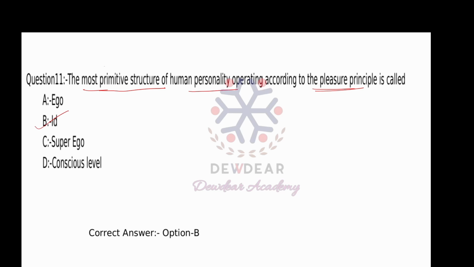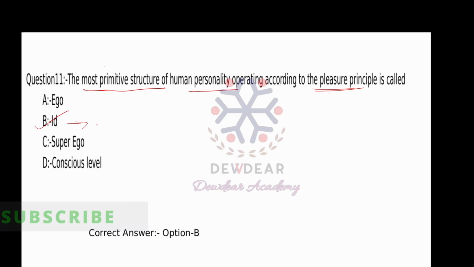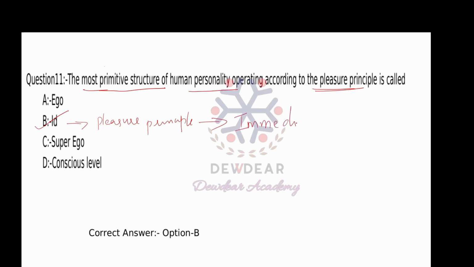First, we will discuss what is id. Id is the most primitive and basic component of human personality, present from birth, and it operates according to the pleasure principle. It means immediate gratification of the instincts and desires, and it is not concerned with morality, reality or any social norms. Immediate gratification of our desires is the main thing concerned with the id.